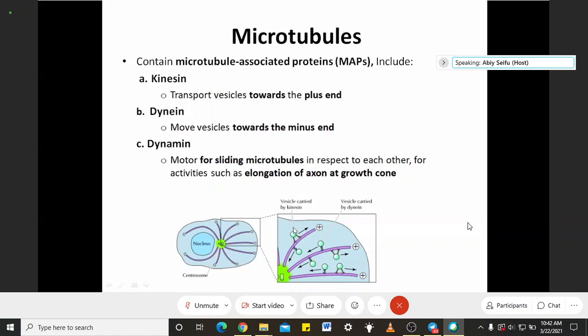Look at how vesicles are carried over the surface. Substances, vesicles, and organelles are carried on the surface of the microtubules with the help of several microtubule associated proteins. One good example is kinesin. Kinesin is transporting vesicles towards the plus end.